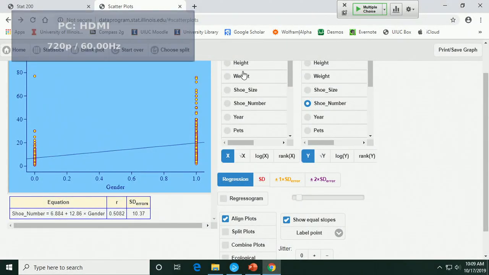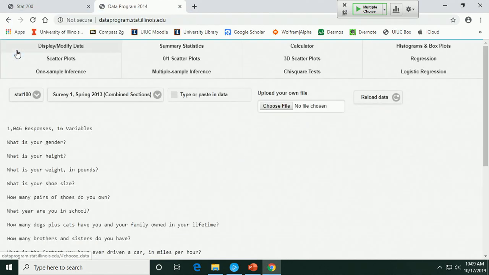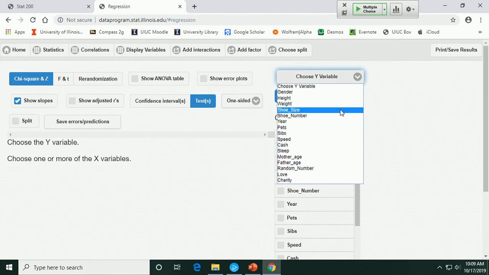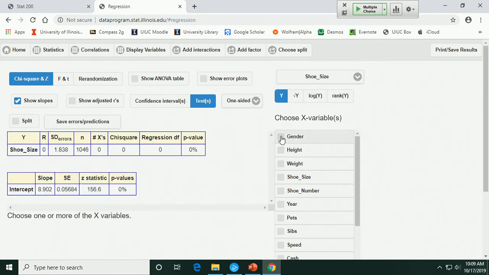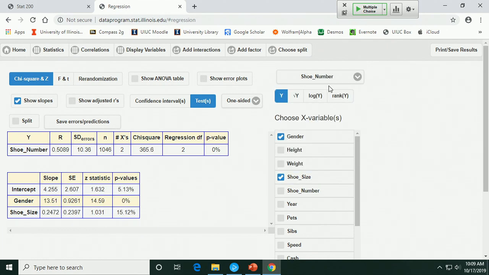What we're going to do now is go back to home and go to multiple regression, or regression here, instead of just a scatter plot. We'll go to regression. And we're going to choose as our y variable the shoe number, how many pairs of shoes you have, and as our x variables, we're going to choose both gender and shoe size. And so there we have our coefficients.